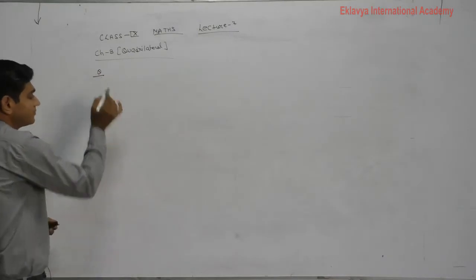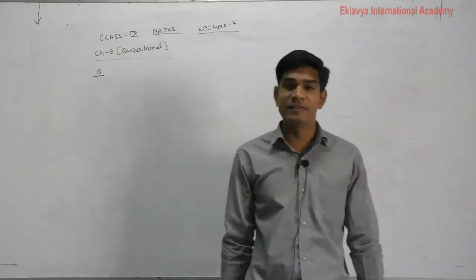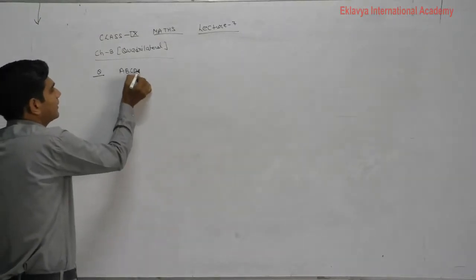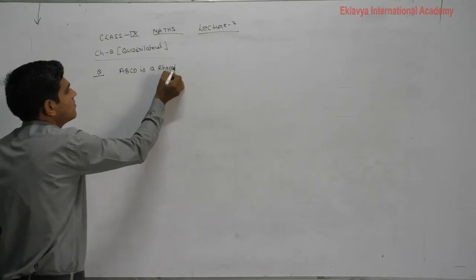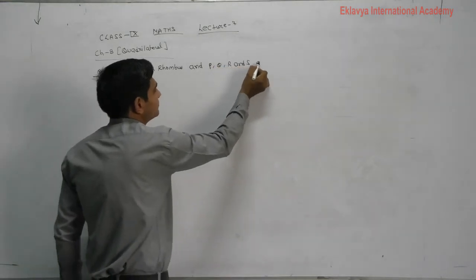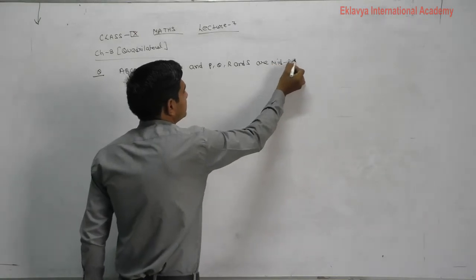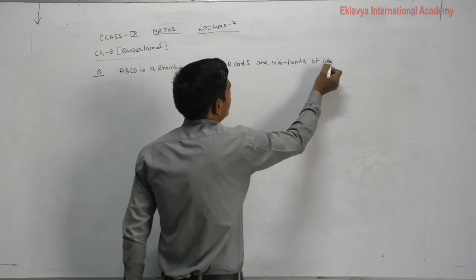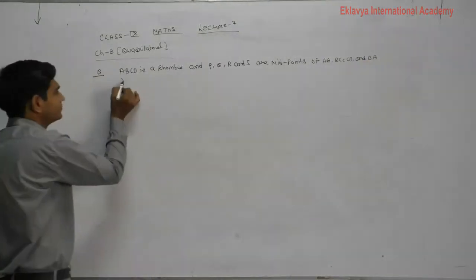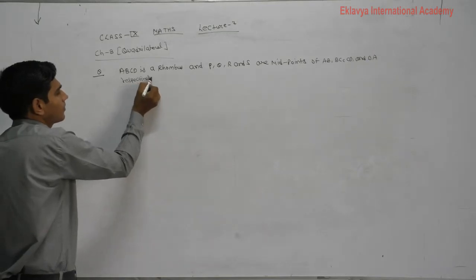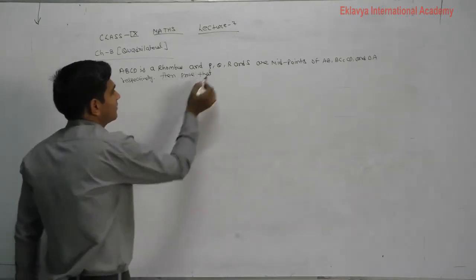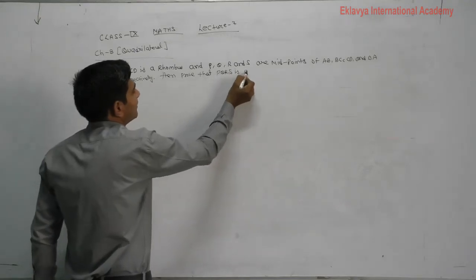Now the question is that, given to you, ABCD is a rhombus and P, Q, R and S are midpoints of AB, BC, CD and DA respectively. Then prove that PQRS is a rectangle.